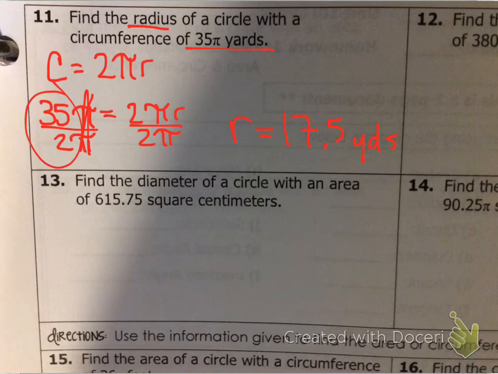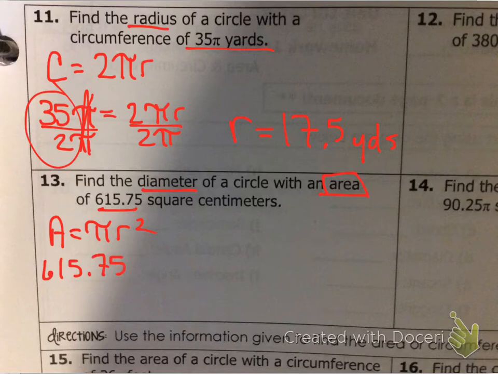All right, so now look at 13. Find the diameter. They give you the area. So this tells me I'm going to use area is equal to pi r squared. Notice how I'm writing the whole thing out. 615.75 goes in place of the A, because it's the area. Pi r squared. Now this one takes 2 steps. You've got to divide by pi. That will give you the radius squared.